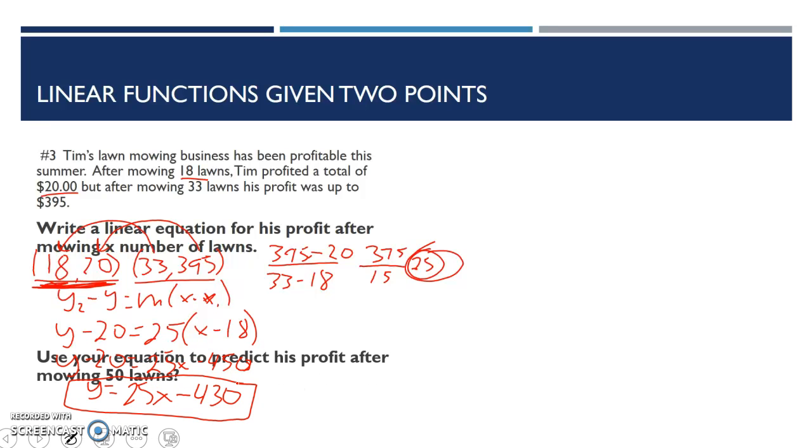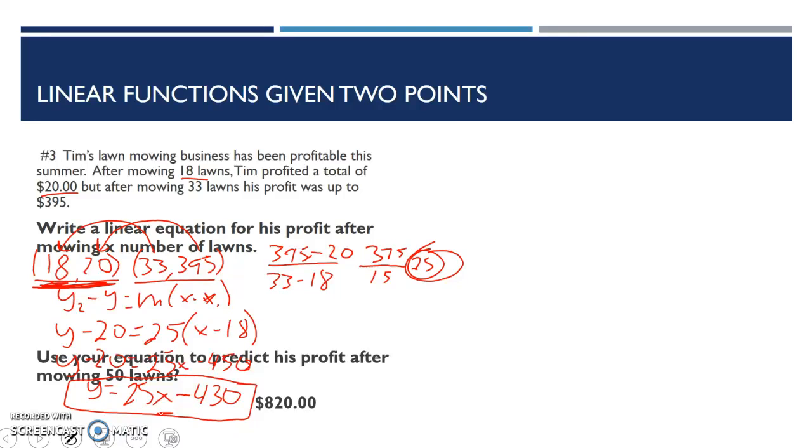It's going to get kind of messy, but then it says use your equation to predict his profit after mowing 50 lawns. Well, we would just plug 50 in for x. If we take 25 times 50 and then subtract 430, that would mean that he would make a profit of $820 after mowing 50 lawns. This is what you would need to be able to do with linear functions.